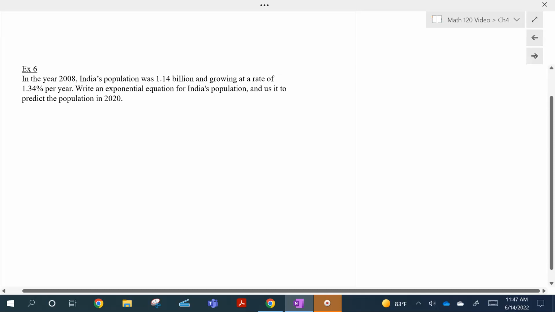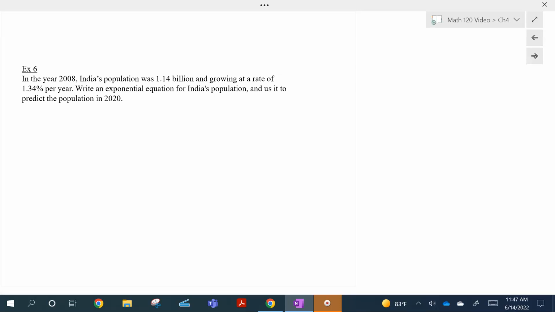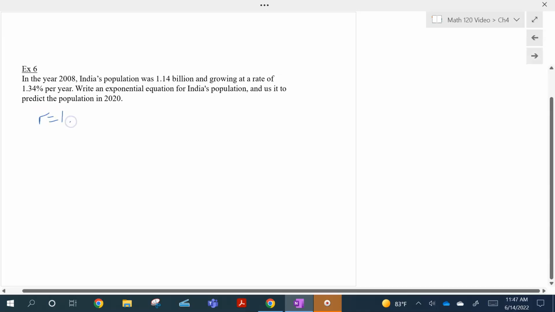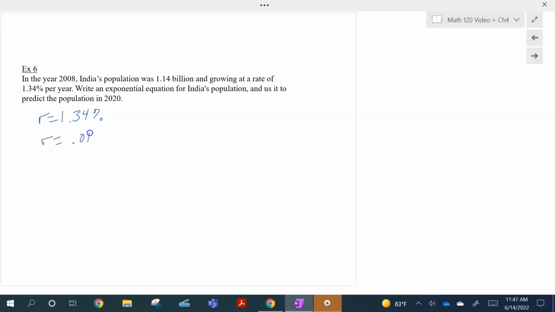All right, in 2008, India's population is 1.14 billion and growing at a rate of 1.34% per year. So a growth rate of 0.0134 as a decimal. Write an exponential equation for India's population. It's exponentially growing, a times 1 plus r to the x. And we'll do this in billions.